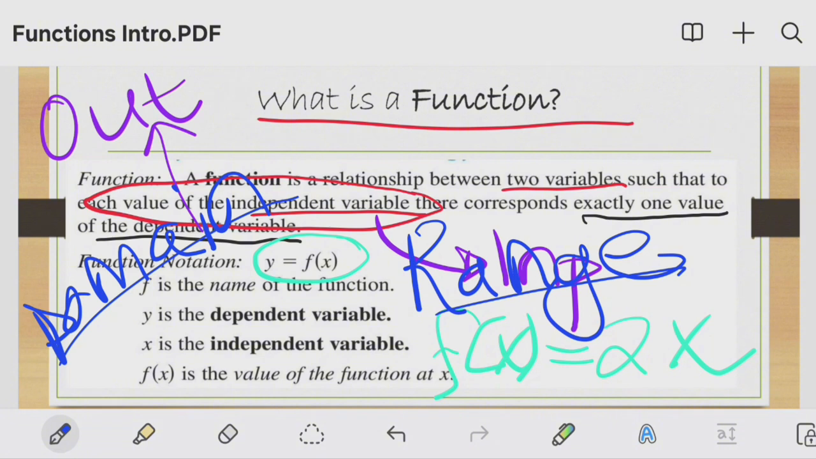And they say f of x is the value of the function at x. Check, that is very important. f of x is the value of the function at x. Do you remember when x was 1, using y equals 2x? When x was 1, y, f of x, or f of 1 was 2 in our example. So there is a difference between f and f of x. f is the name of the function, whereas f of x is the value of the function at x.